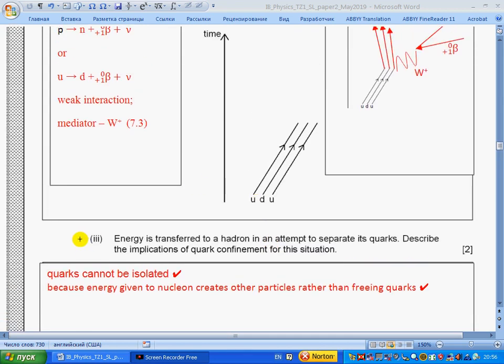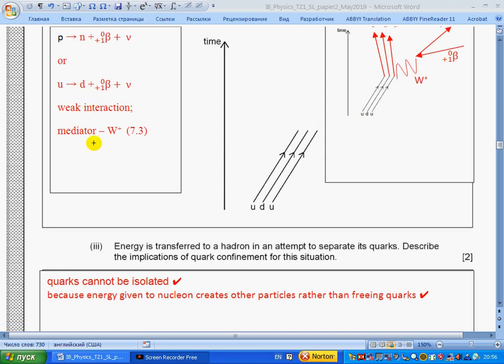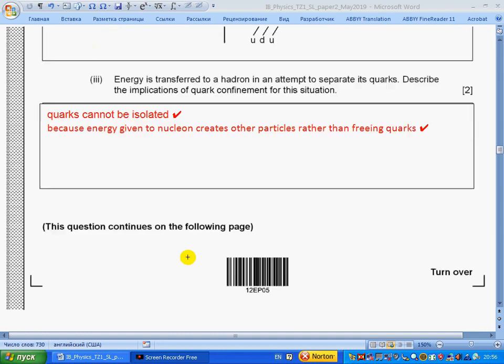Energy is transferred to a hadron in an attempt to separate its quark. Describe the implication of quark confinement for this situation. So quarks cannot be isolated, and in this situation, when we give energy, we see that one of the quarks, at the expense of this energy, turns into another quark. Other particles are created.